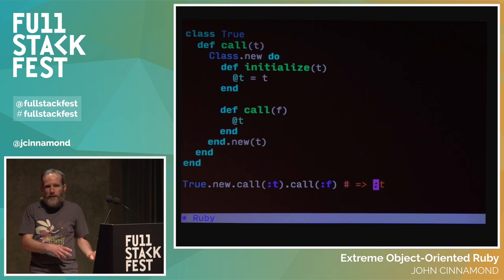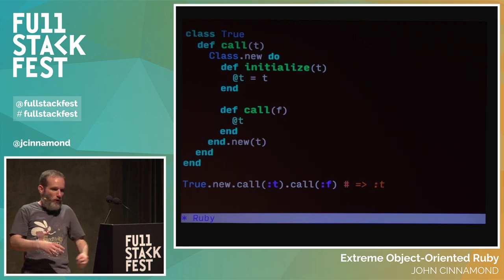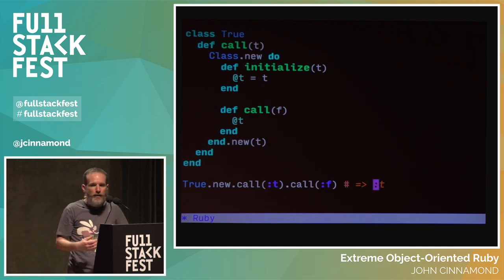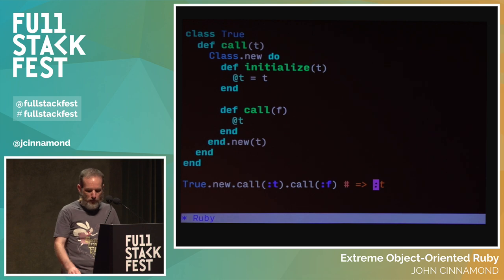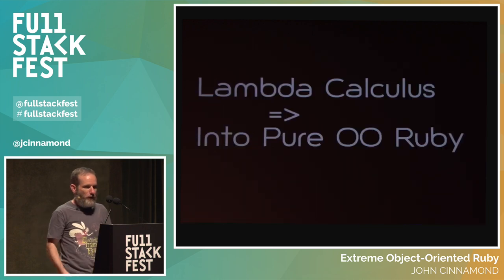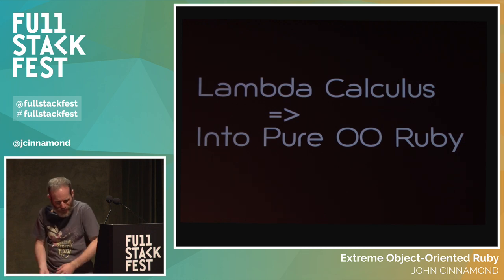Now, you might notice this looks a little bit similar to the way we defined true before. We could say true, then something else, and that's no coincidence. These are both concepts of true. So this is great. We can take the lambda calculus and turn it into pure OO Ruby. And there's nothing special about lambda calculus.